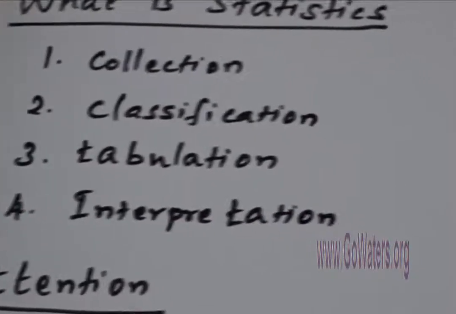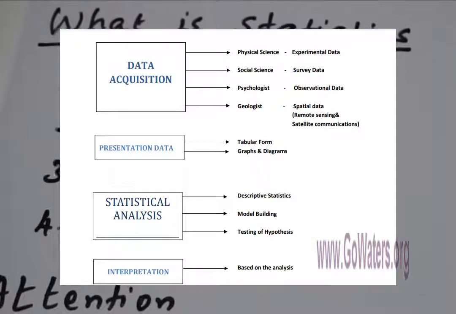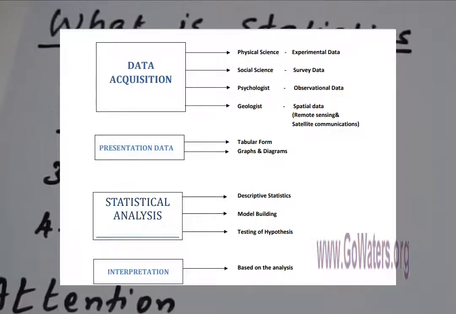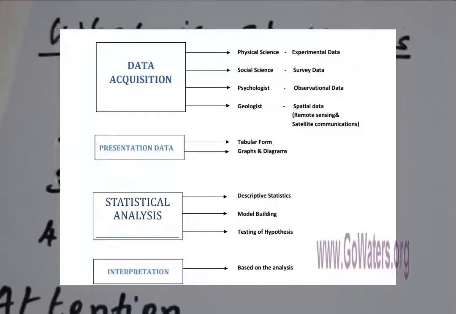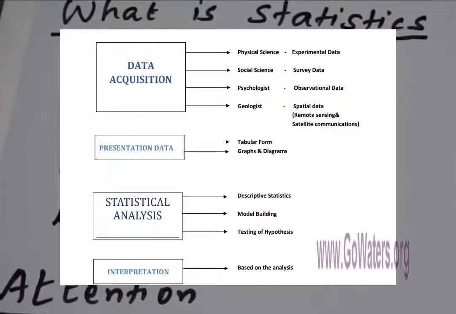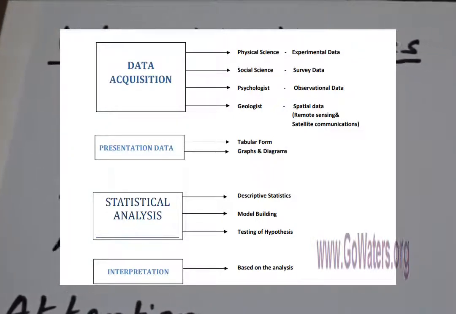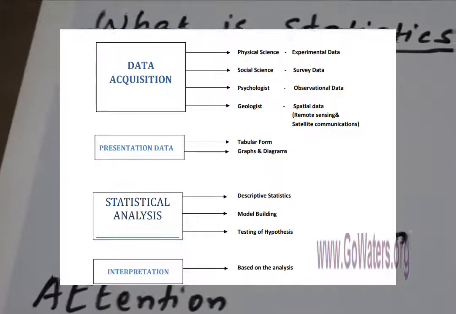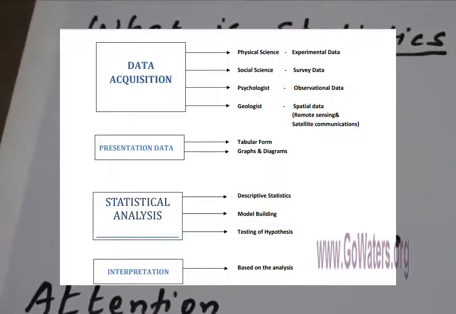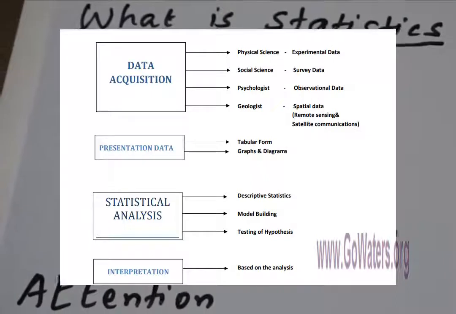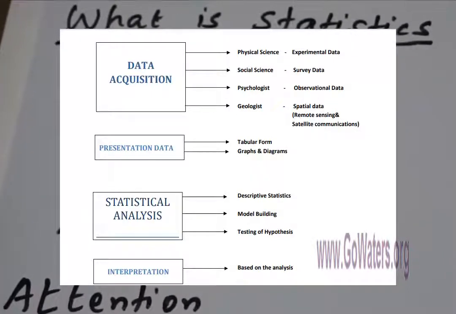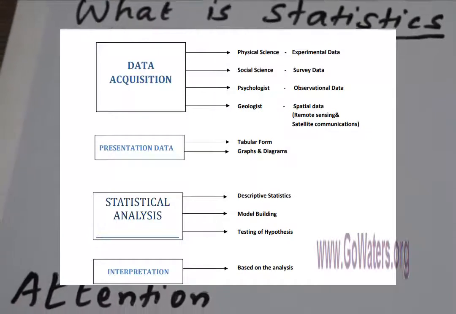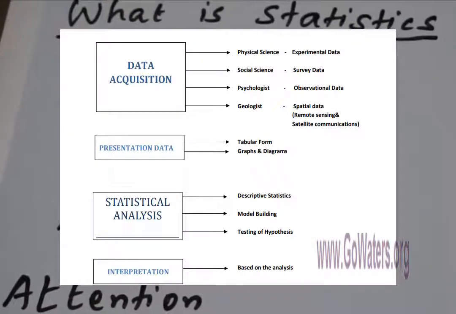So the first stage is data acquisition. So in this data acquisition, the different fields acquire data in a different manner. So for example, in the physical science, we normally conduct experimental data. So we conduct experiments, and as a result of the experiments, you will get the data. So physical science mainly deals with the experimental data.